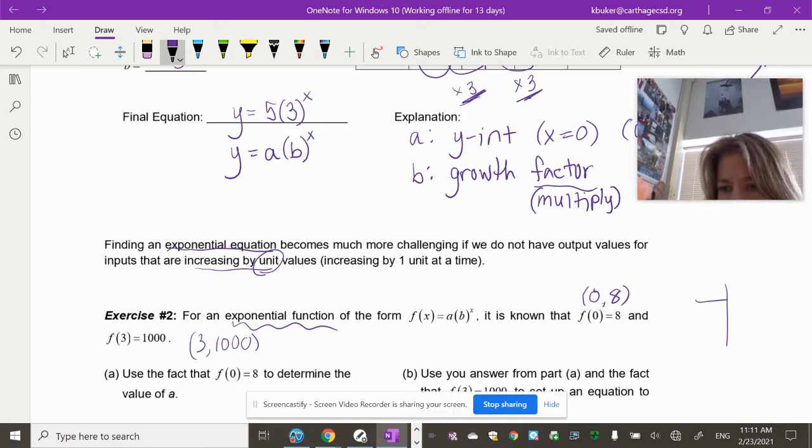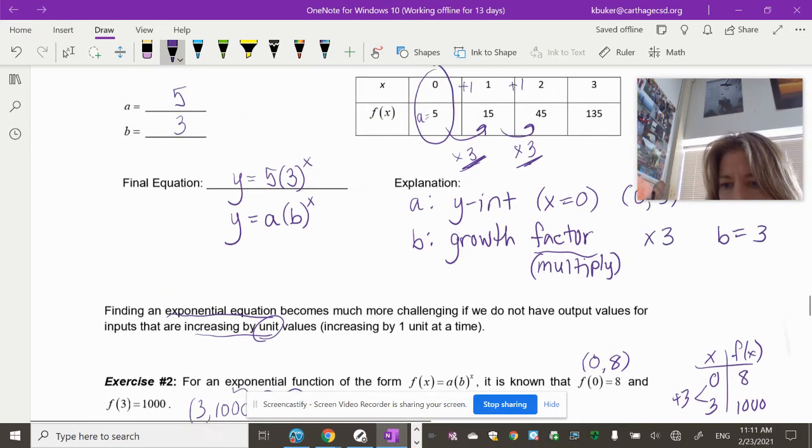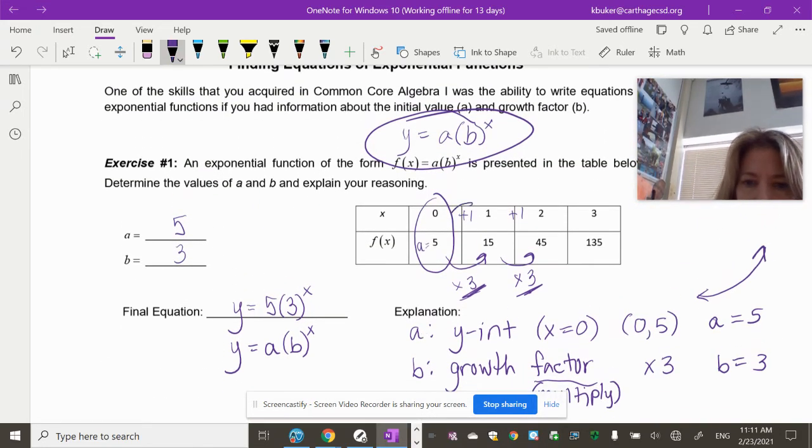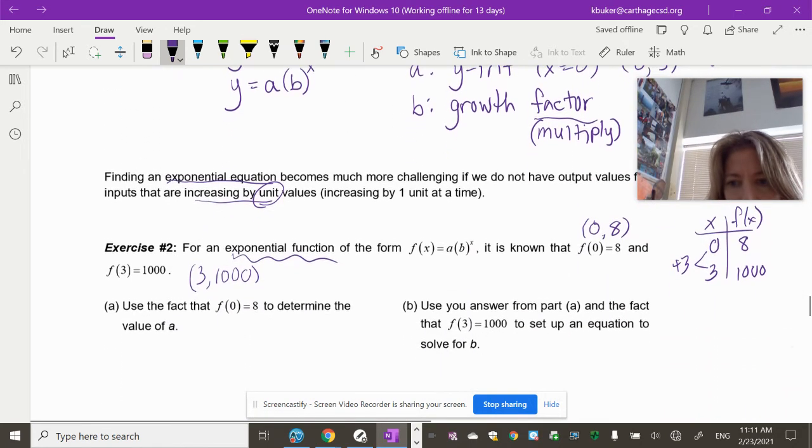All right, so if we were to write these in a table, okay, 0, 8, and then 3, 1,000, we can't simply divide the y values to get the growth factor because this is going up by 3. So in the first table, we have to make sure that if we're going to find the growth factor, it has to be increasing by 1. So there's another method we could use.